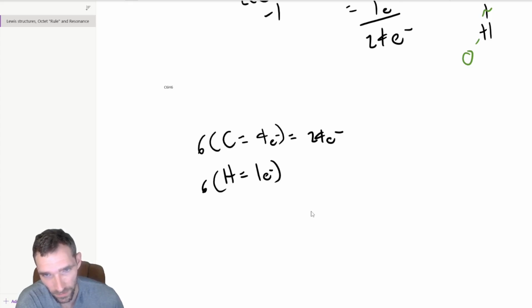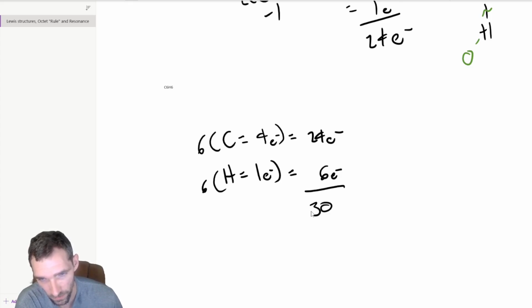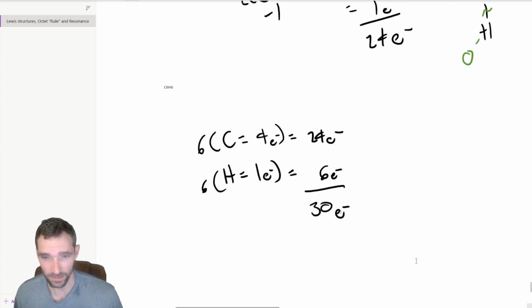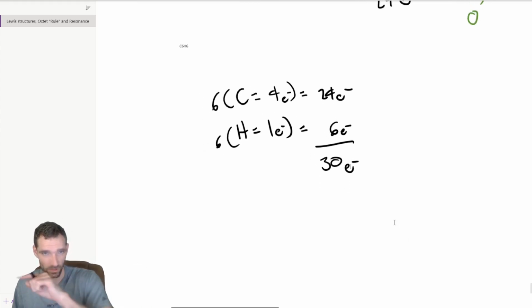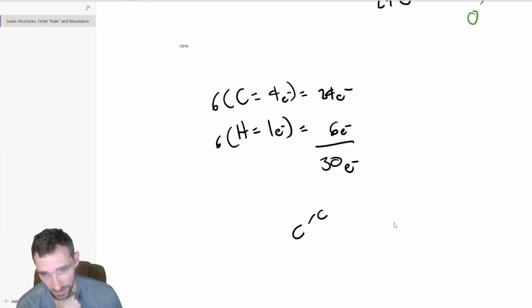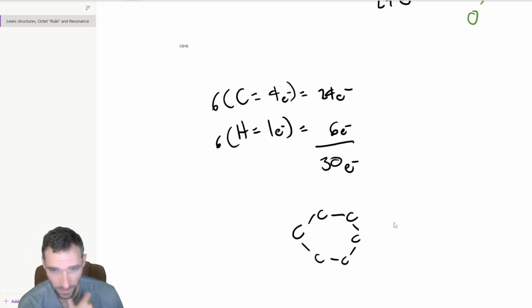And we have 6 of those. So we've got 6 electrons coming from there for a total of 30 electrons. If you try and draw this out as just a single chain, you're going to run into some issues with the number of bonds. What you actually will need to do for this is to get them to be in a bit of a ring. This is called a benzene ring.